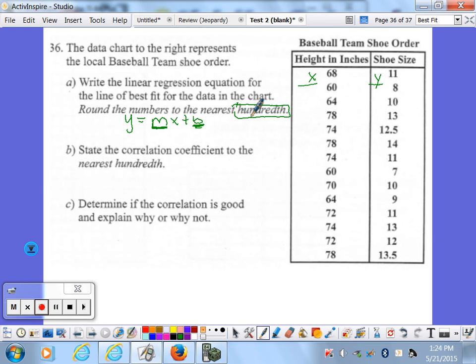So I bet when you input this data and find your linear regression, you're going to have very long decimals. Okay, so nearest hundredth, you should have 2 decimal places for your m and 2 decimal places for your b. Go ahead.